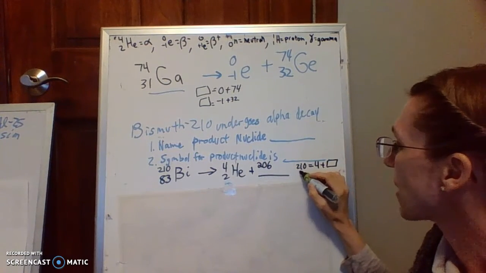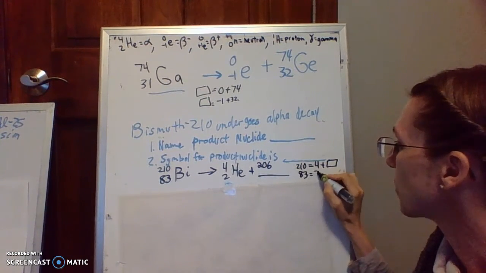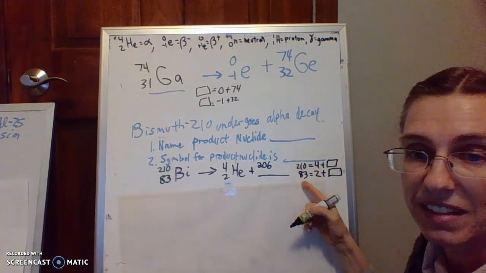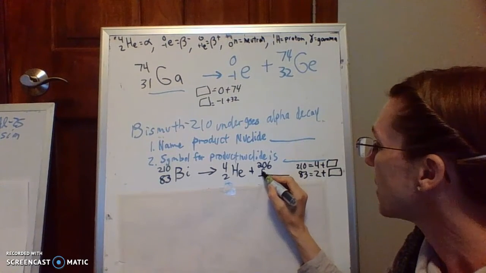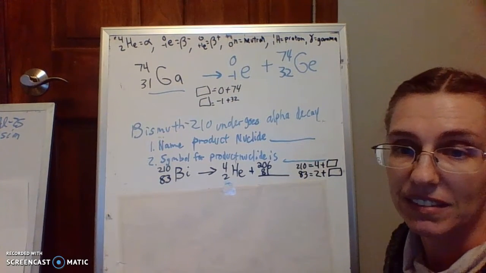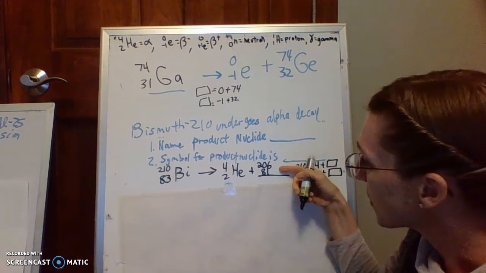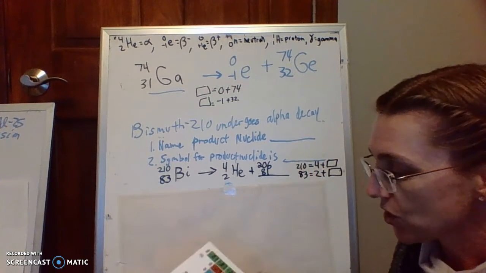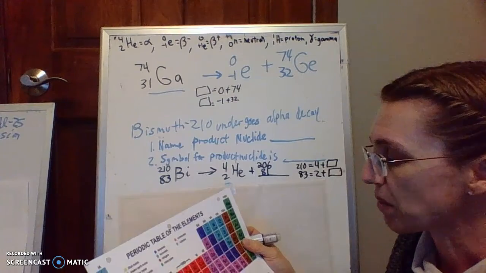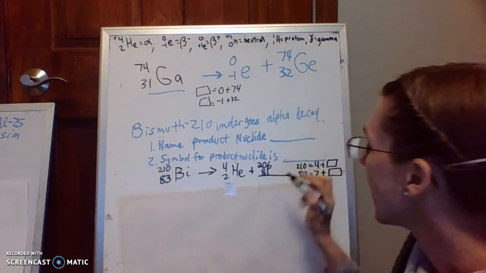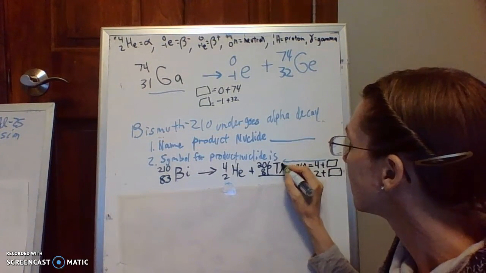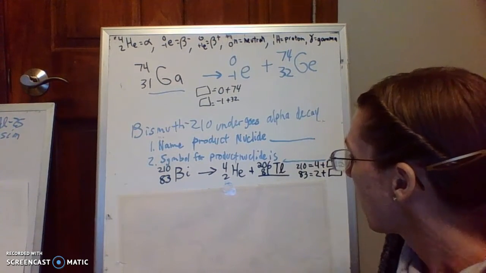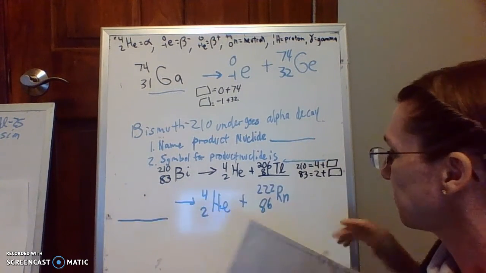Do the same thing for the bottom. 83 over there has to equal 2 plus some number. Subtract 2 from both sides, and our unknown happens to be 81 down there. Now, remember, it's the bottom number that tells us what this thing happens to be. So we look up 81 for the atomic number, and we see that it's Tl. All right, let's move on to the next one.